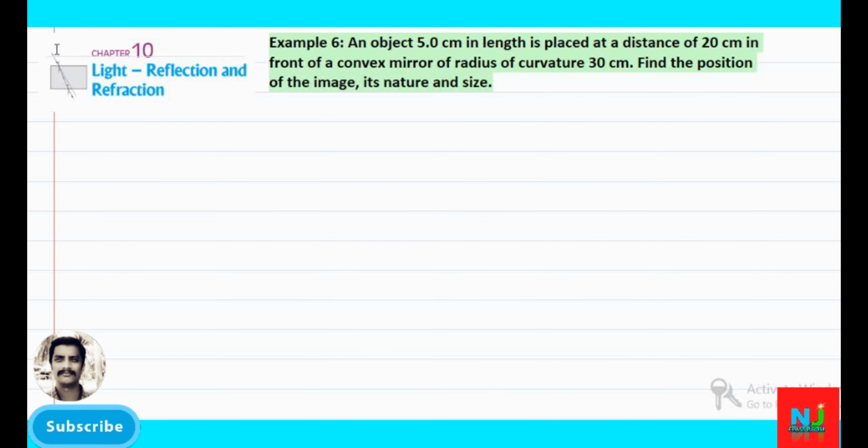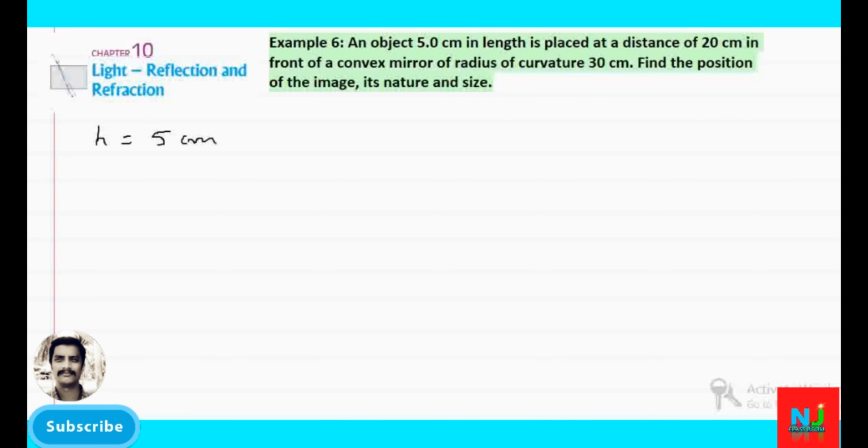In this example 6, an object 5 centimeter in height. So what is the height of the object? Object height is given as 5 centimeter. So h is equal to positive 5.0 centimeter. You have to maintain the significant figures. It is placed at a distance of 20 centimeter, so u is equal to minus 20 centimeter, in front of a convex mirror.